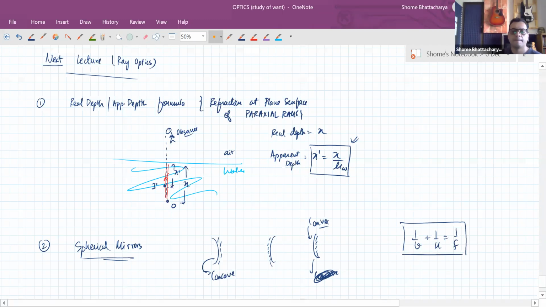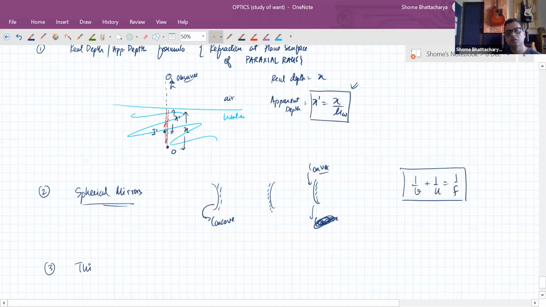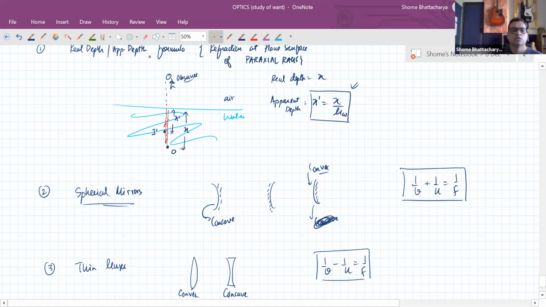Okay. And thin lenses, convex lenses, concave lenses, and the UV formula. Okay. So these are the three things that we'll be discussing in the next lecture. So if you do a bit of reading ahead, it will help you understand faster.